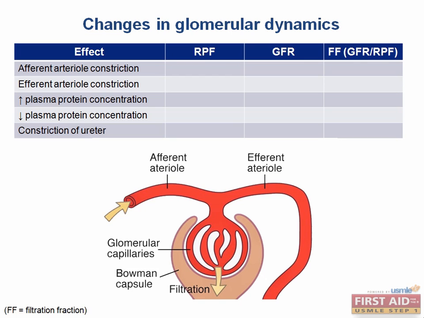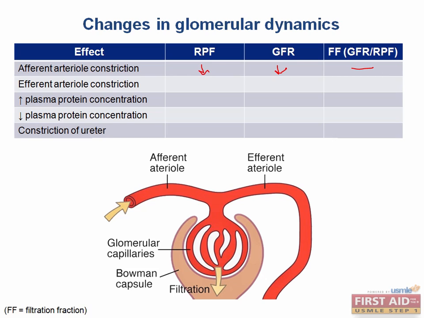Now, let's continue our studies of filtration fraction by working through some changes in glomerular dynamics. To understand these changes, you'll have to know how blood flow through the arterioles affects filtration through the glomerulus. Constriction of the afferent arteriole will decrease renal plasma flow and decrease the GFR because there will be less pressure in the glomerulus. So what do you think will be the change in filtration fraction? Well, if they both decrease, there will be no change in filtration fraction.